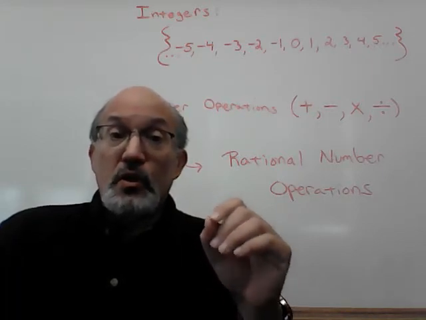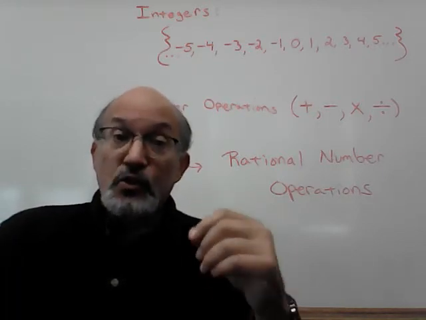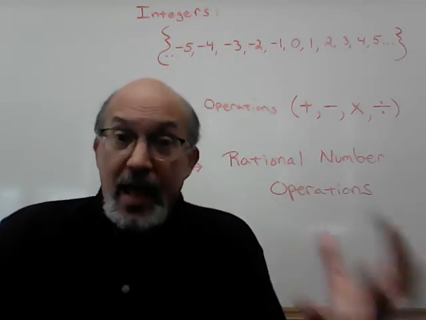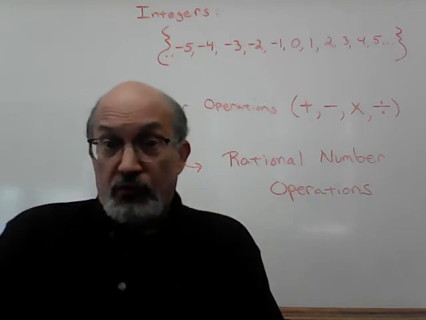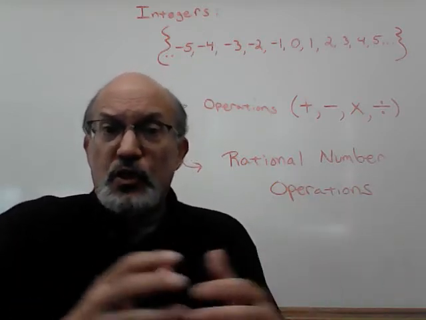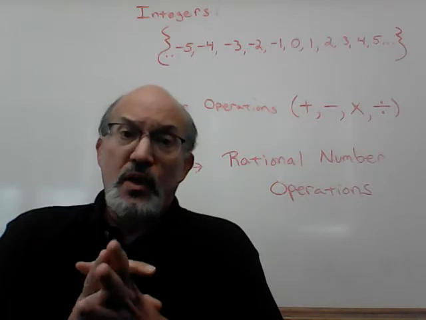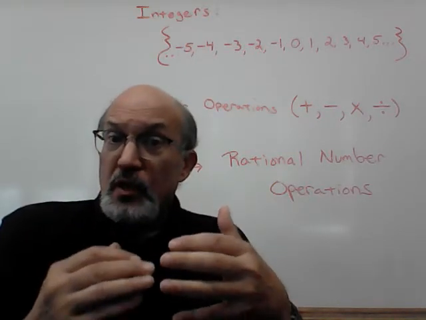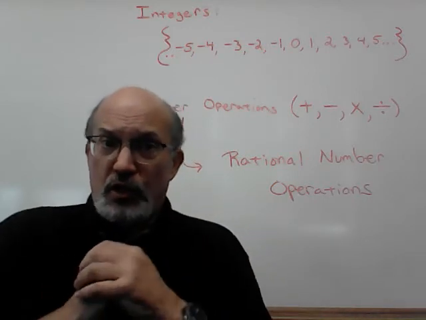Rational numbers are fractions or decimals and their opposites. So negative fractions as well as positive fractions, negative decimals as well as positive decimals. And by the way, the integers themselves are rational numbers. They are special kinds of rational numbers.